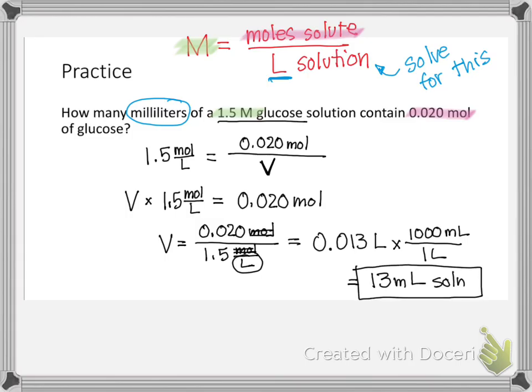So rereading the problem, if I had a glucose solution of a 0.15 molar concentration, 130 milliliters of that solution would contain 0.02 moles of glucose. So just remember, in all concentration problems, you can solve for concentration, or if they give you concentration and one other thing, you can either solve for the solute or for the solution.